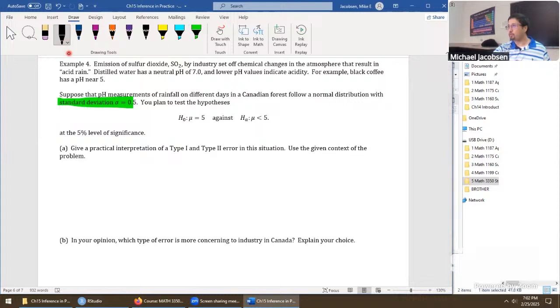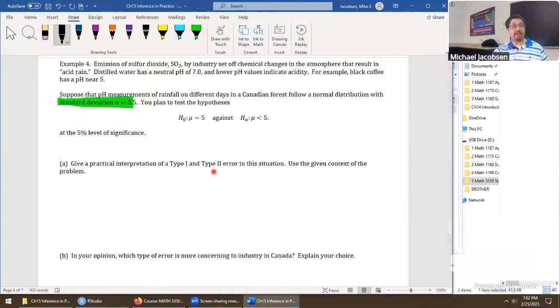Let's write in really quick here, what do we mean by mu? It never directly defined the parameter, but it is implied here: pH measurements of rainfall on different days in a Canadian forest. Let's say mu equals population mean pH of rainfall in this Canadian forest.